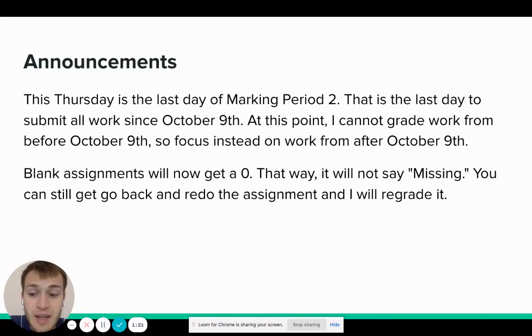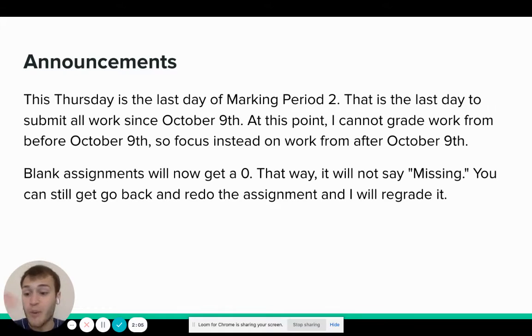The second announcement is that blank assignments will now get a 0. In the past, if you submitted a blank assignment, I would say, hey, this is a blank assignment, please revise and resubmit it, and I would give it back to you. But I'm finding that some students play a sort of blank assignment tag with me, where I return it and they immediately send me back the exact same blank assignment. I know it's because they want to show their parents or guardians that they don't have any missing work. I get that. So I'm going to save us both the trouble and give you a 0 when you submit a blank assignment.